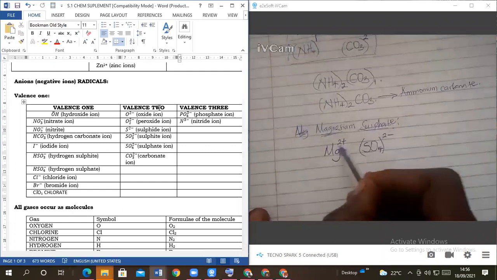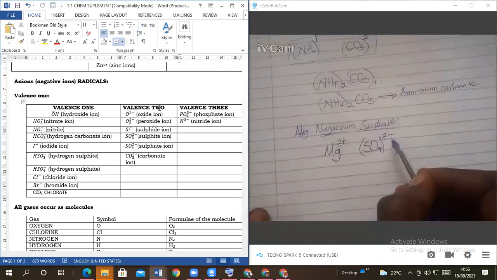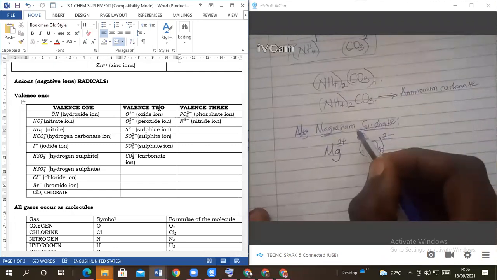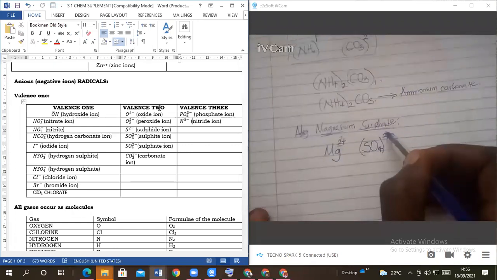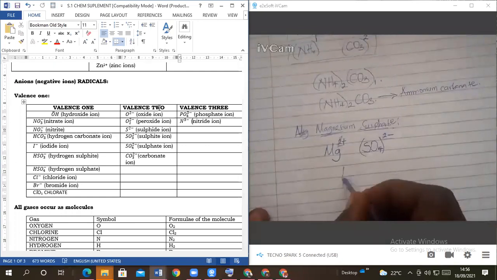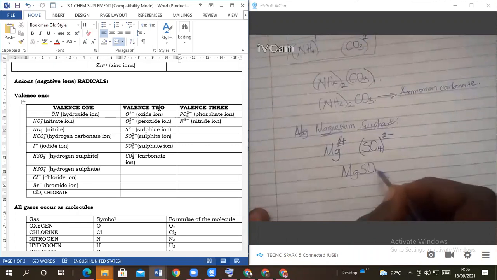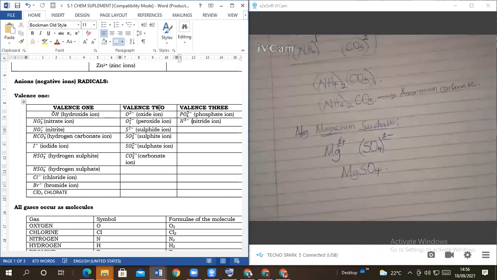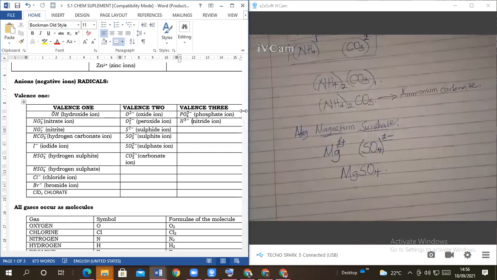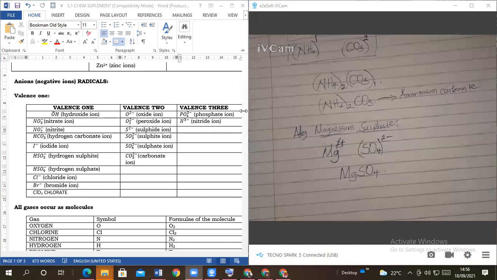Now, since these powers are the same, they reduce each other. Divide by 2, you get 1, and by 2, you get 1. So the formula of magnesium sulfate becomes MgSO4. Is that clear? So you have now seen why the powers don't change.